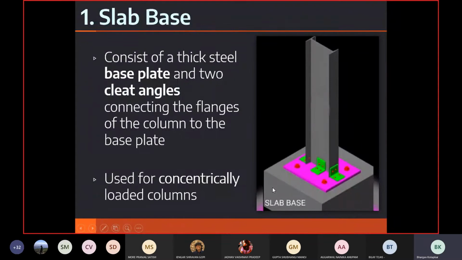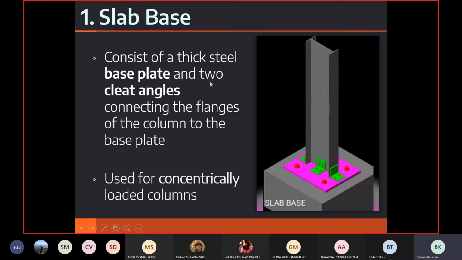So this arrangement is called a slab base arrangement. This is our column, this is our base plate. We connect the flanges of the column, this is one flange, this is another flange, to the base plate by using these angle sections, which are called cleat angles. Then we connect the base plate to the footing using anchor rods or anchor bolts.